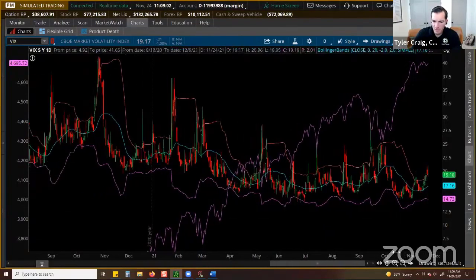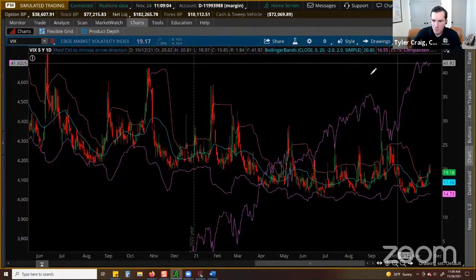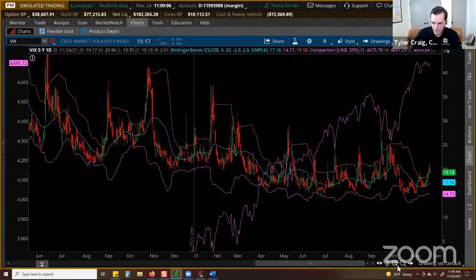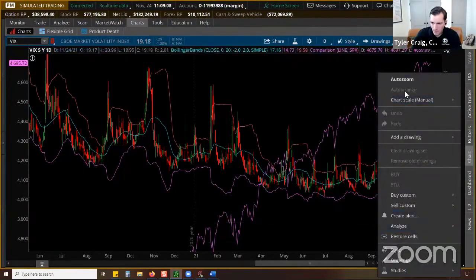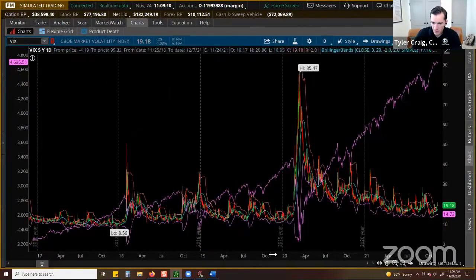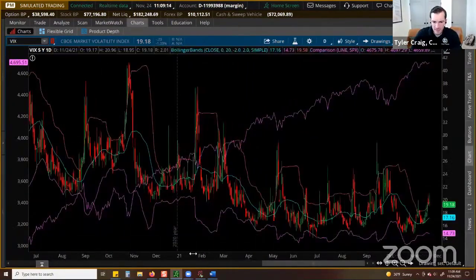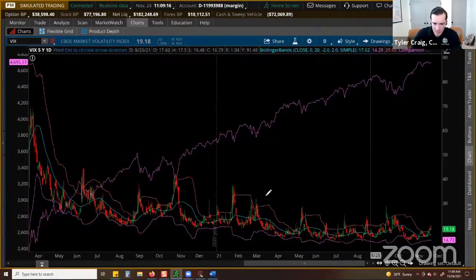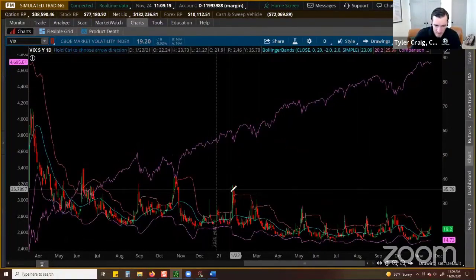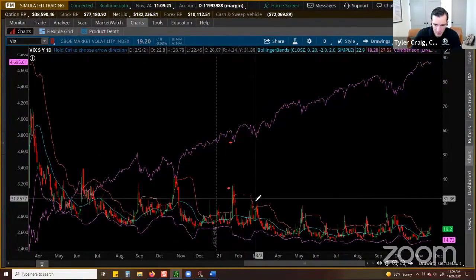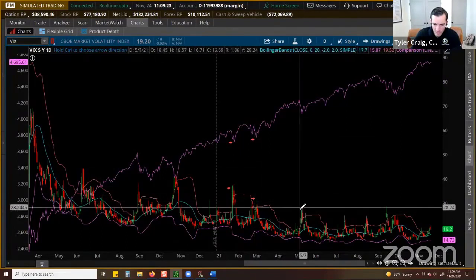But take a look at the visual here, Matt. Hang on, I actually want to reset that. Reset my Zoom. Okay, there we go. All right, look at some of these spikes in the VIX and look at how they corresponded with lows in the market.